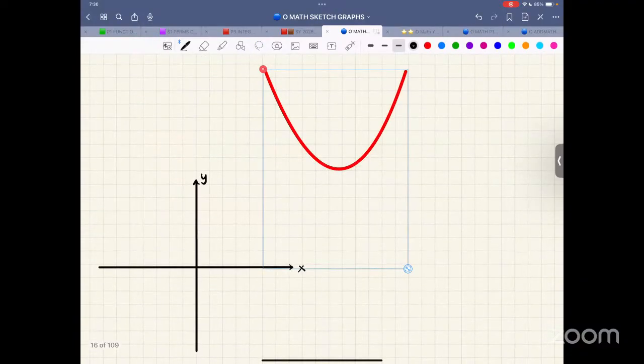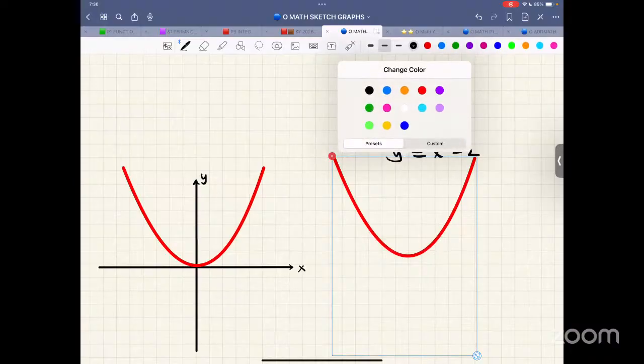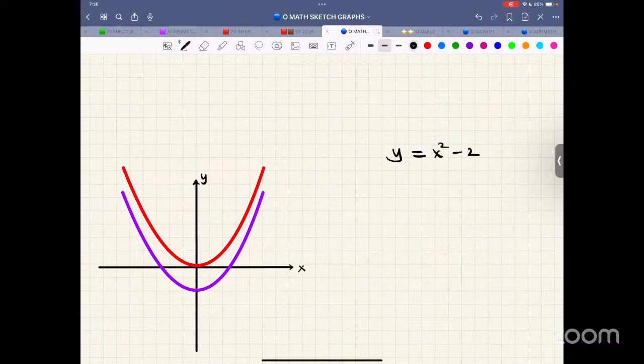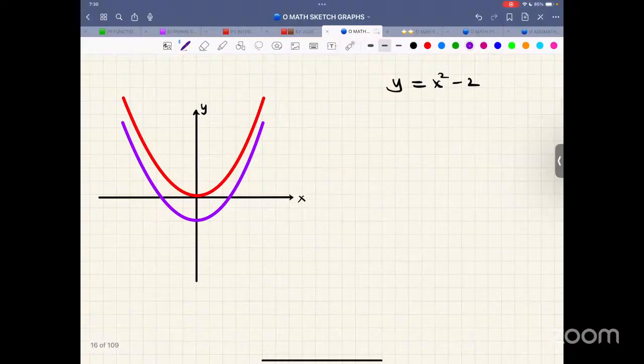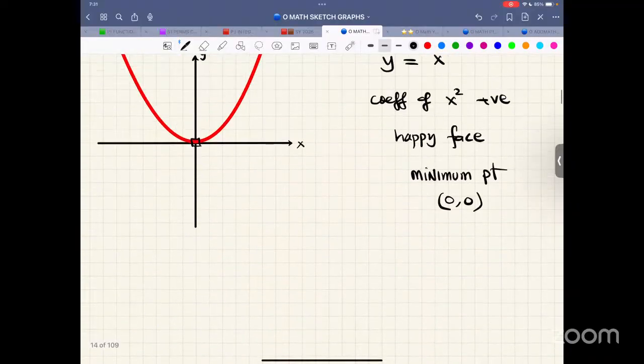Something like this. And if it is y is equals to x square minus 2. So let me paste it, change the color. It will be over here and it will be shifted 2 units down, something like this. So the purple one, that is the curve shifted down by 2 units. So what happens to the turning point? The 0, 0 will now become what? 0 and negative 2.